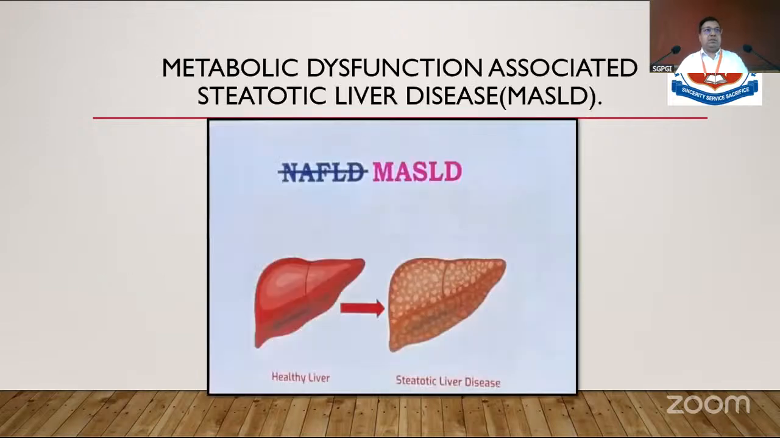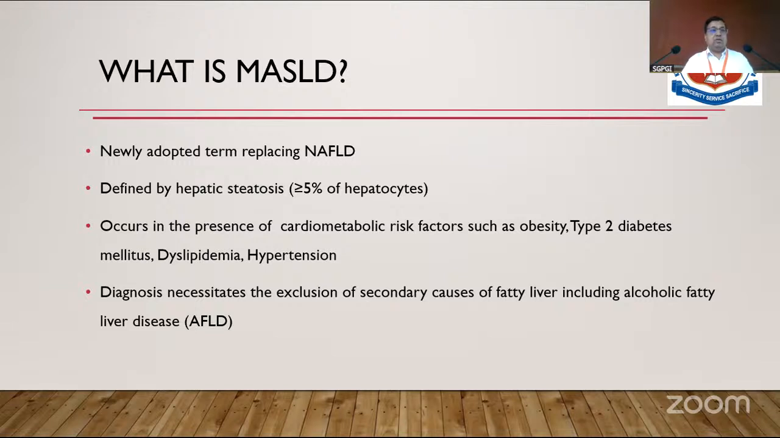What is MASLD? As Professor Amit Goel told, the name NAFLD changed to MASLD. MASLD is a newly adopted term. It is defined by hepatic steatosis, that is, more than 5% of hepatocytes show deposition of triglyceride. It occurs in the presence of cardiometabolic risk factors like obesity, type 2 diabetes mellitus, dyslipidemia, and hypertension. Its diagnosis necessitates the exclusion of other secondary causes of fatty liver disease like alcoholic liver disease.